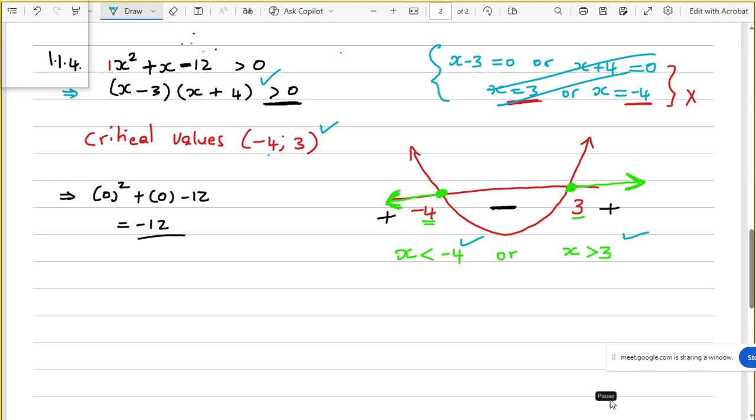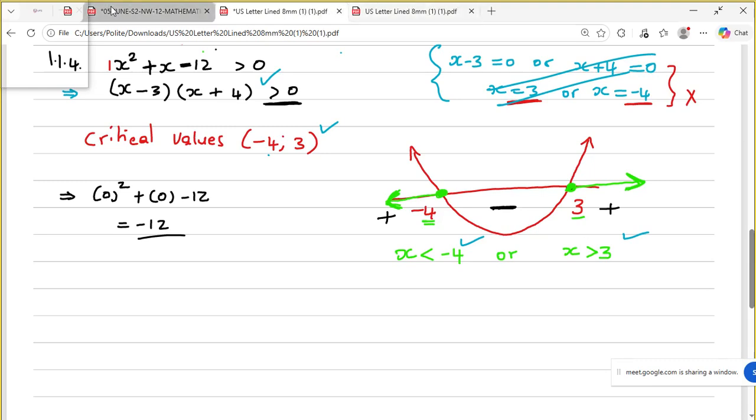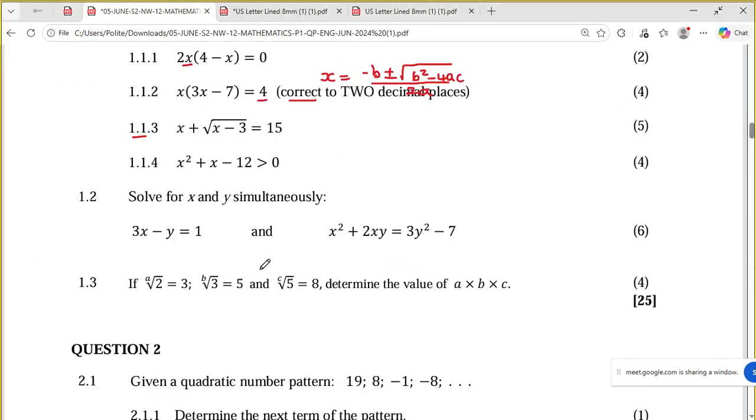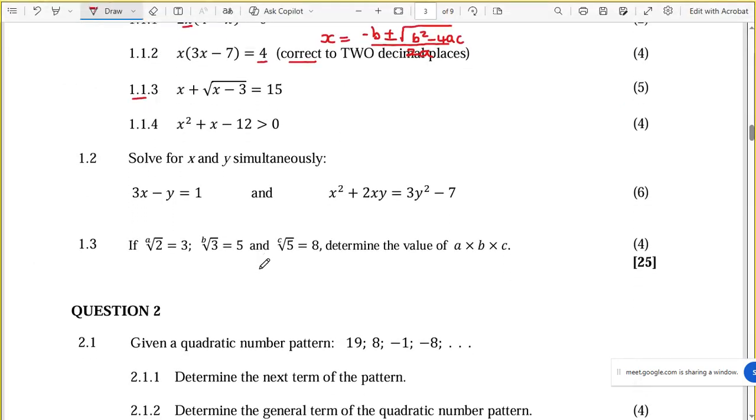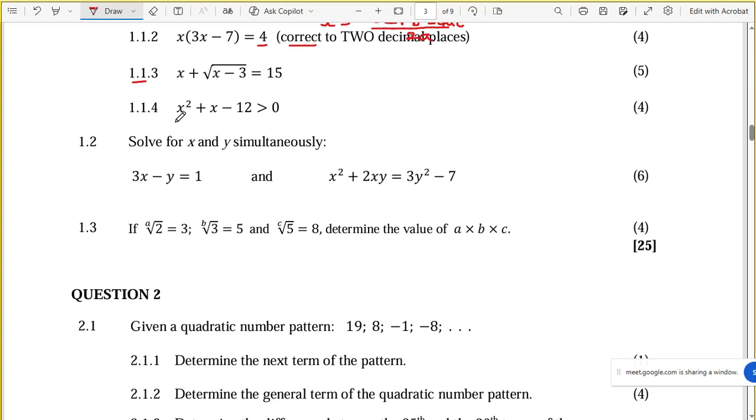Let's keep moving next. So I'm back, and now look at this. 1.2, simultaneous equations. When you work with simultaneous equations, this is something you've been doing from grade 10, and now you are in grade 12. How do you get these 6 marks wrong? I'm going to explain how you miss the 6 marks, how you donate the 6 marks.